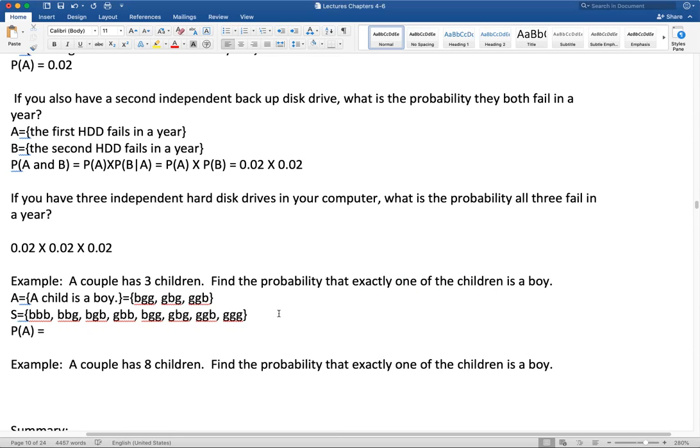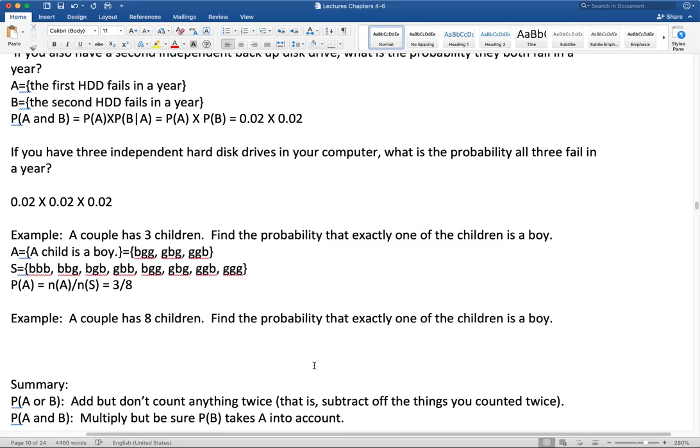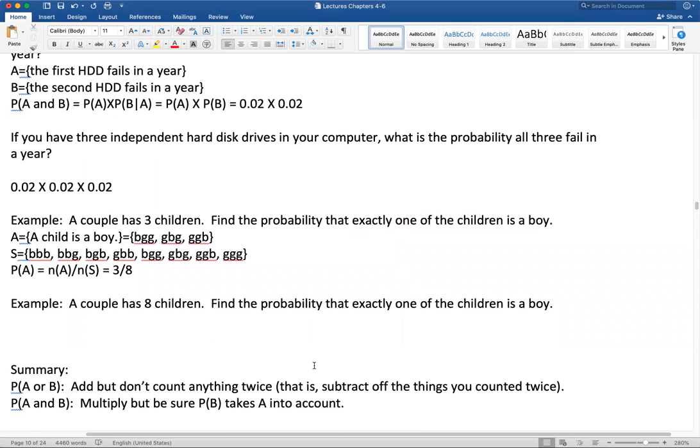So P of A, applying the classical probability, is the number of outcomes in event A divided by the number of outcomes in the sample space, N of S, which is 3 over 8. And then you definitely have to convert that fraction to a decimal, showing up to 3 significant digits. Okay, so now the example: a couple has 8 children, find the probability that exactly one of the children is a boy.